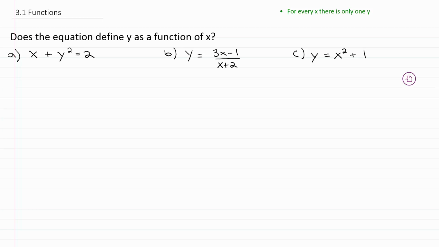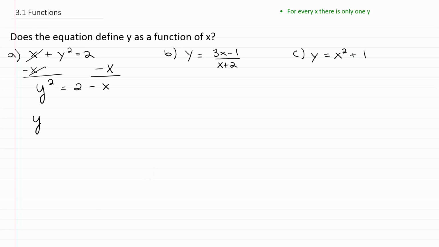Does the equation define y as a function of x? All right, so in example A, let's solve this equation for y to see if y can be represented as a function of x. Well, I'll subtract x from both sides of the equation, and that'll end up giving me y squared is equal to 2 minus x. After we subtract off the x on the left, it disappears, and you get 2 minus x on the right.